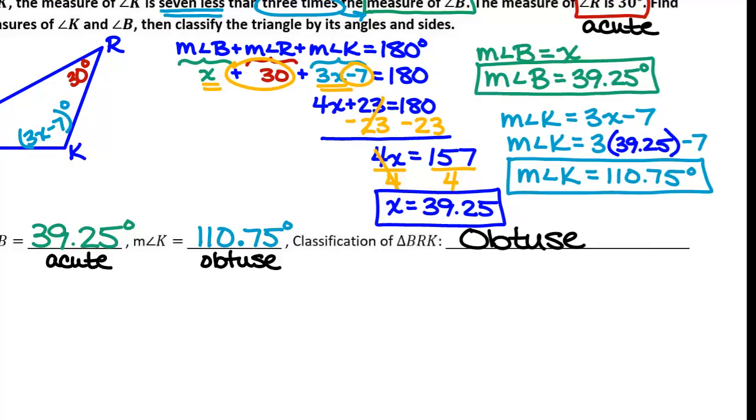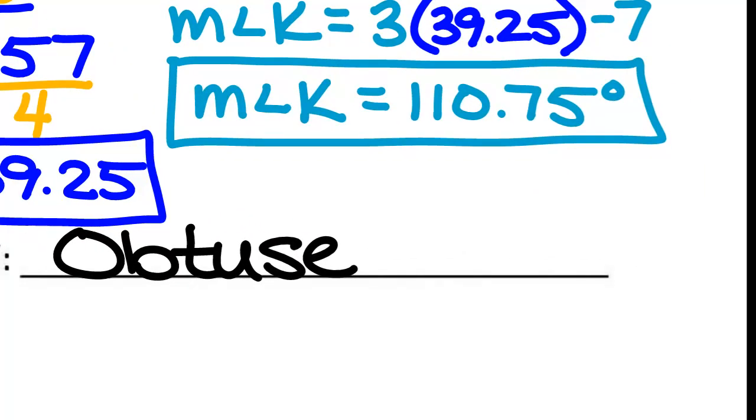And now we need to classify it based on its sides. When we classify it based on its sides, it's either equilateral, isosceles, or scalene. This one is scalene. Why is this one scalene? All the sides are different, and we know that because all the angles are different. So obtuse, scalene.